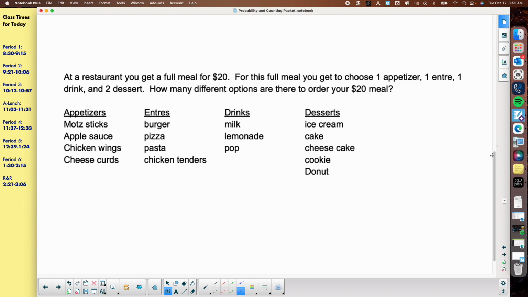This one says for $20 you get one appetizer, one entree, one drink, and two desserts. How many different ways could you order your meal? What do we multiply?